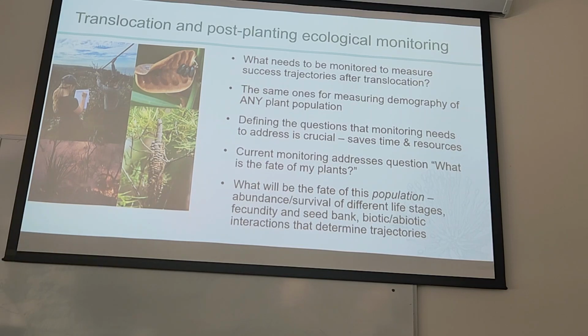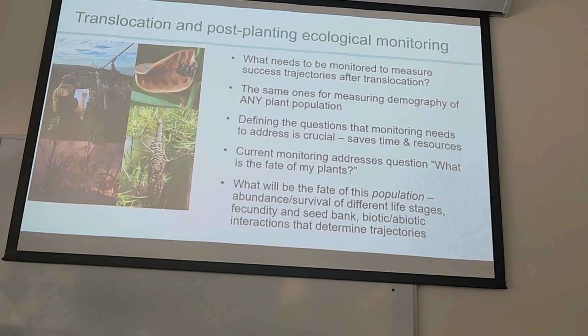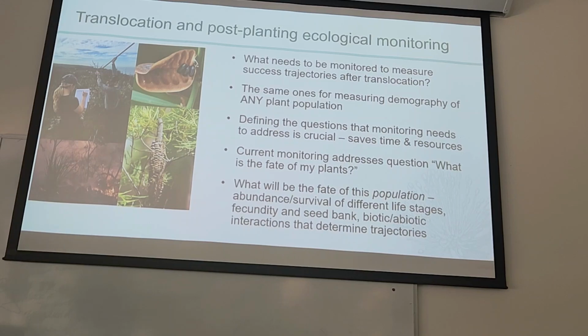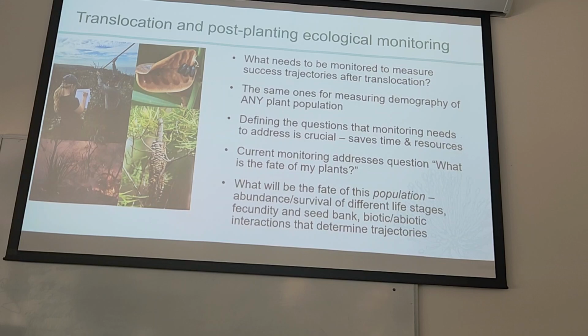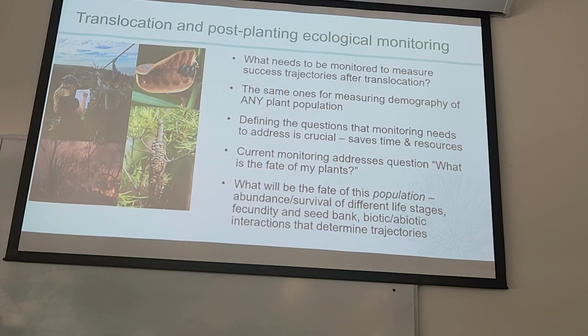Not just how those plants are, what's the next generation, what are all the trajectories of those other subsequent cohorts that come from the population that you put in there. The things you measure are all the same. They're abundance, survival, growth of different life history stages. And Leonie mentioned this about tagging. So tagging to know where your plants are and the ones that you've put out there, but tagging cohorts.